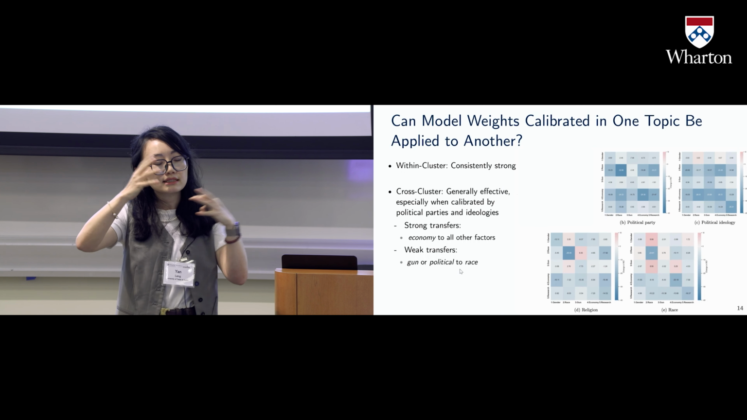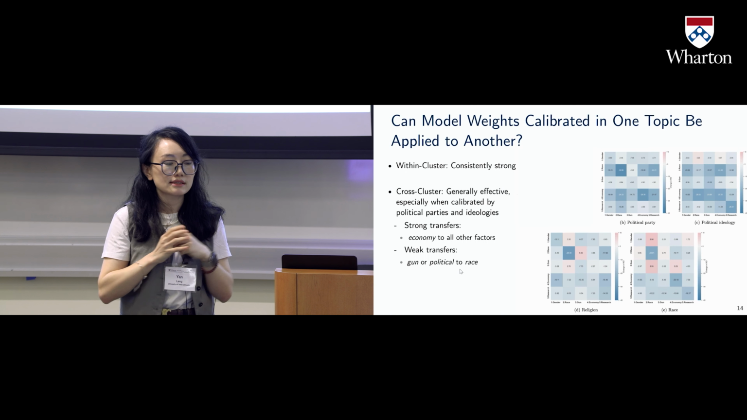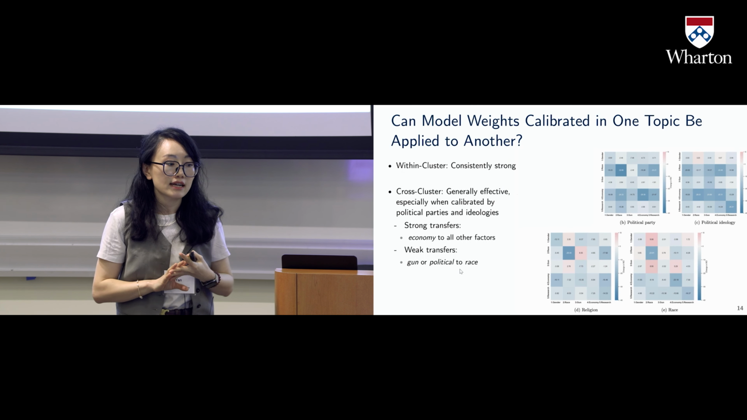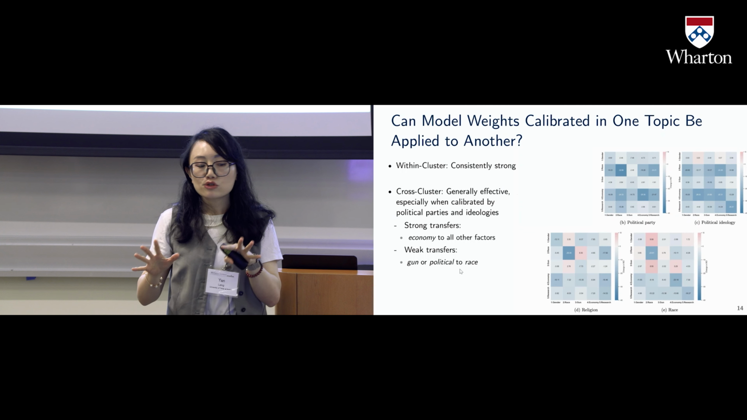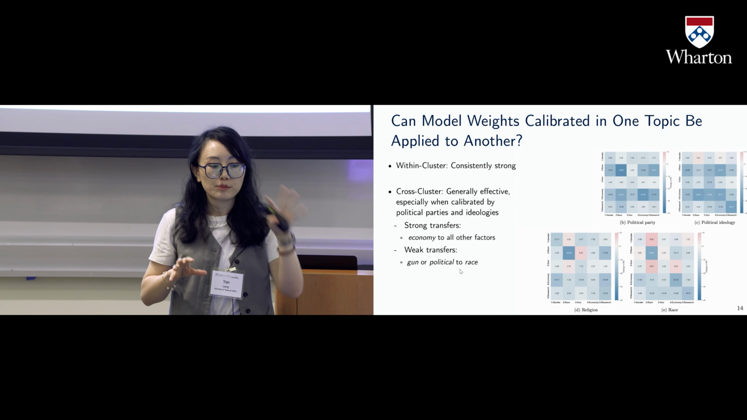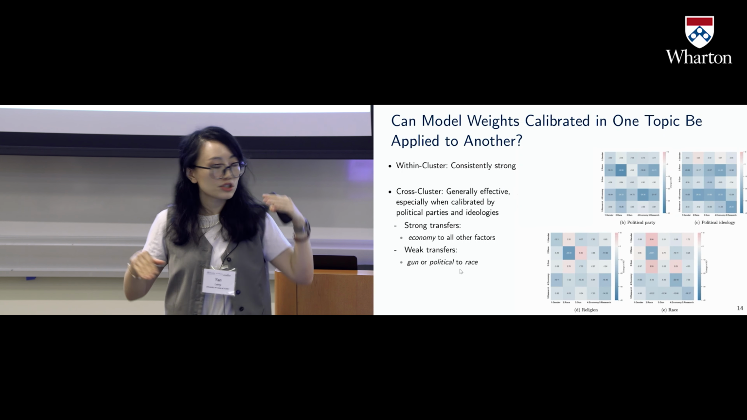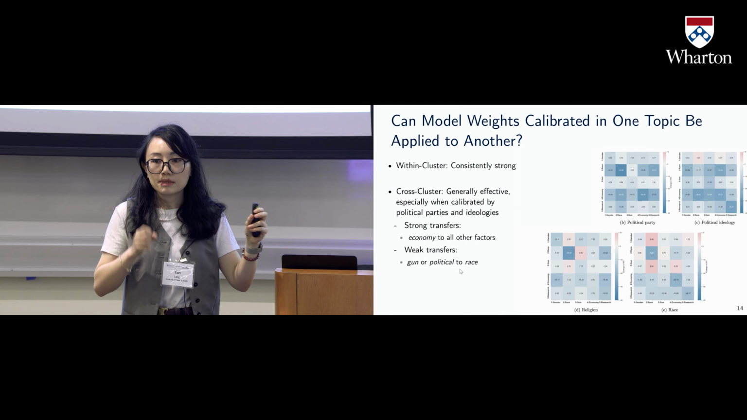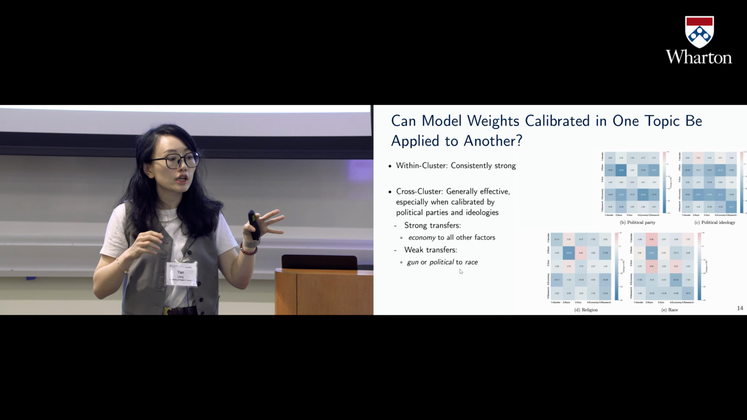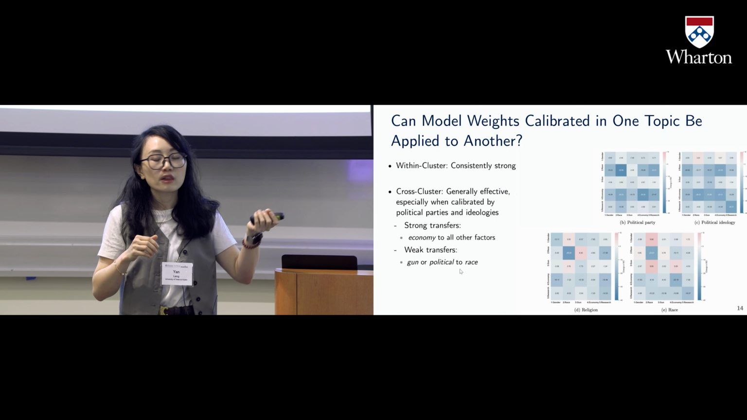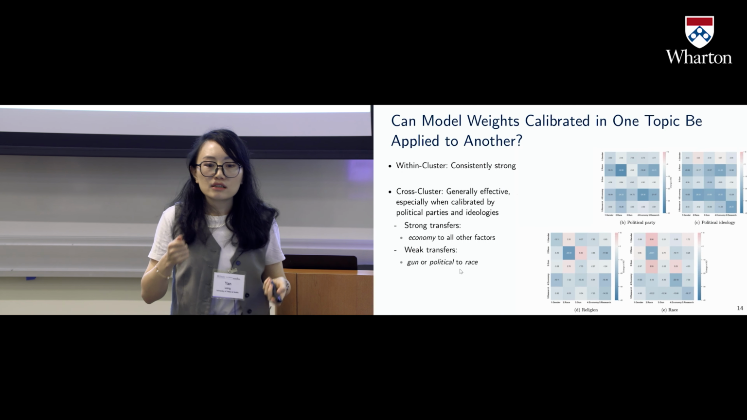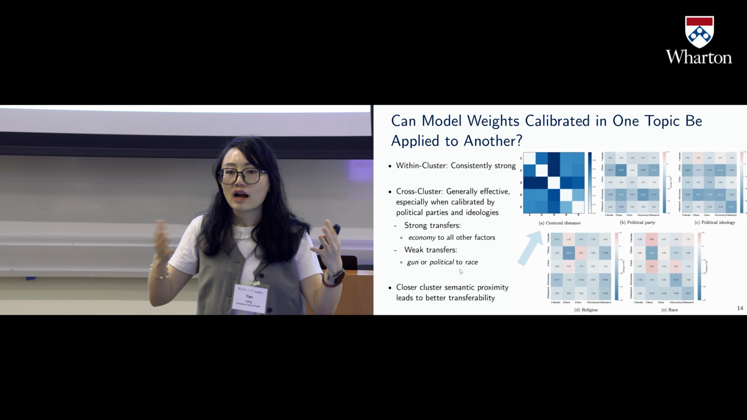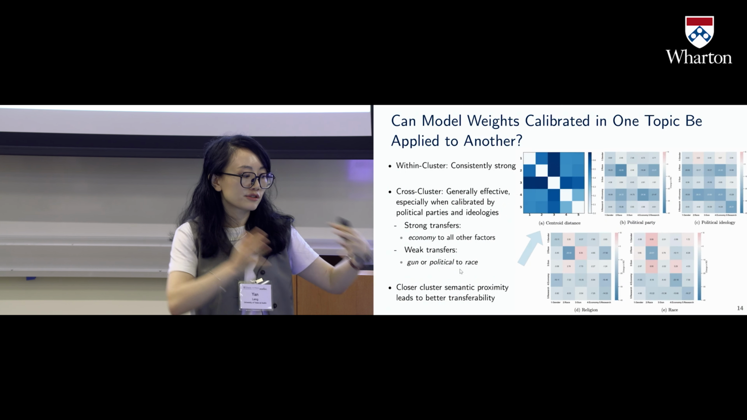And for cross-cluster migration, we notice that the performance is generally effective, and is especially so when we are calibrating for political party and political ideology on the upper panel. And we also notice strong transfers from economy to all other factors, and a weaker transfer from gun to race or political to race. We tried to investigate a little bit to understand why some are stronger and some are weaker.